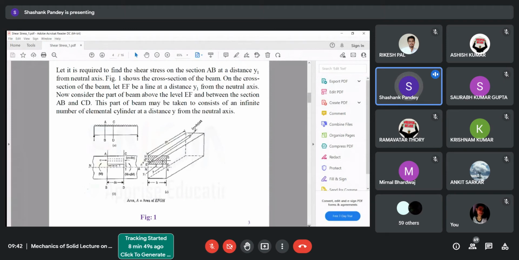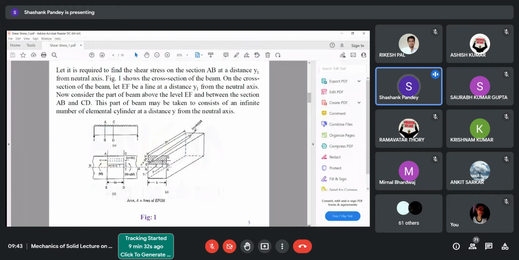So let us read out the statement. We will get to know something more. It is required to find the shear stress along section AB at distance y1 from the neutral axis. Figure 1 shows the cross section of the beam. On the cross section of the beam, let EF be the line at distance y1 from the neutral axis. Now consider the part of the beam above level EF and between section AB and CD.